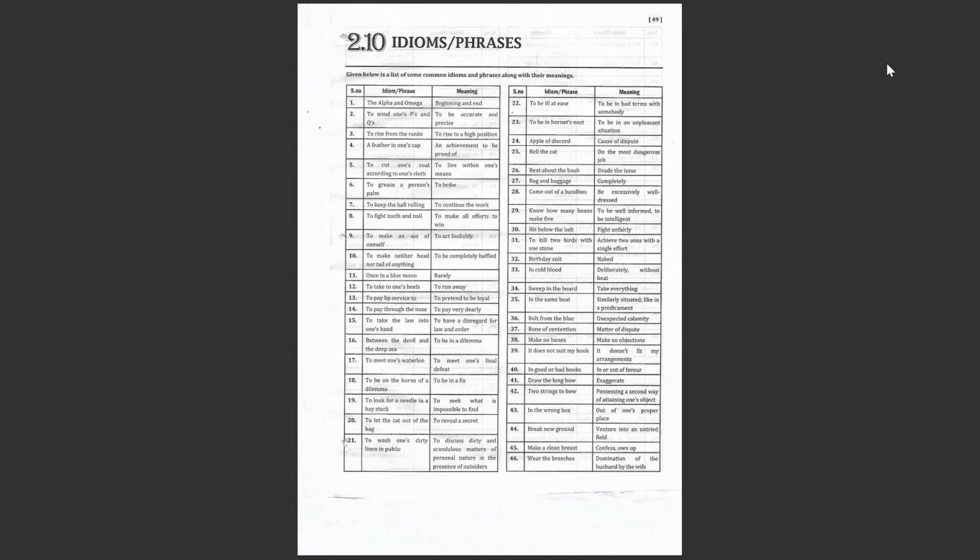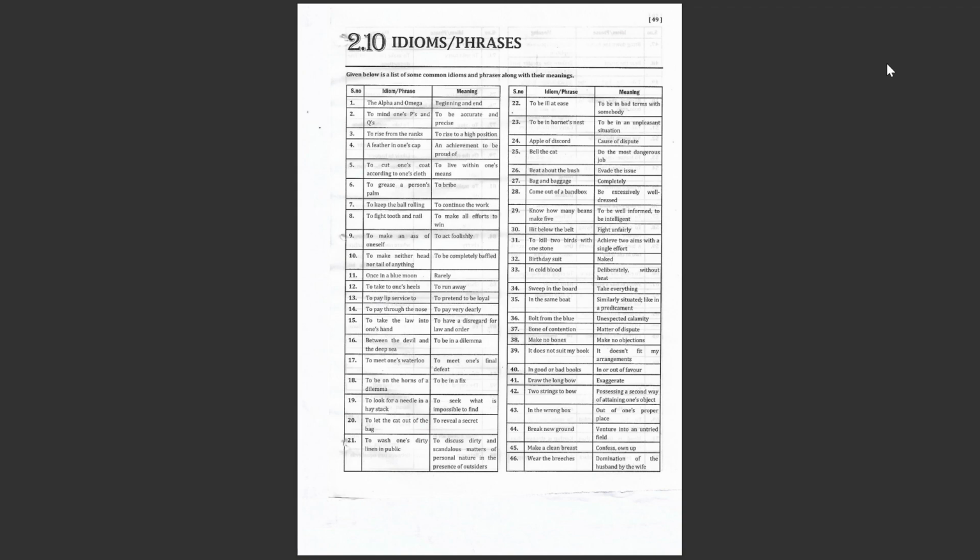The next idiom is to cut one's coat according to one's cloth. It means to live within one's means. What does that mean, to live within your means? It means to live a frugal life. Frugal, F-R-U-G-A-L. To live a very frugal, thrifty, economical life. If you've seen the previous lectures, you would know that frugal, thrifty, economical are all synonymous terms, right?